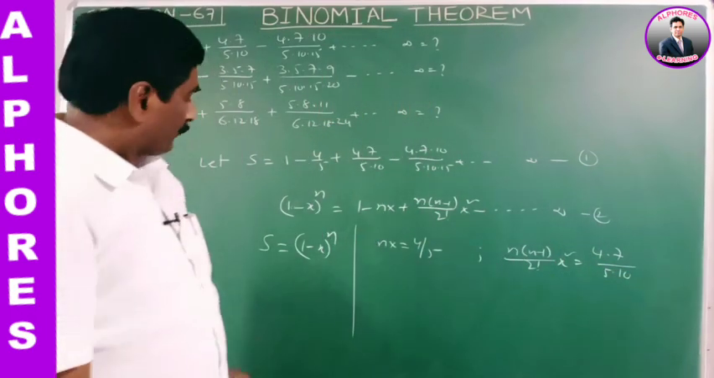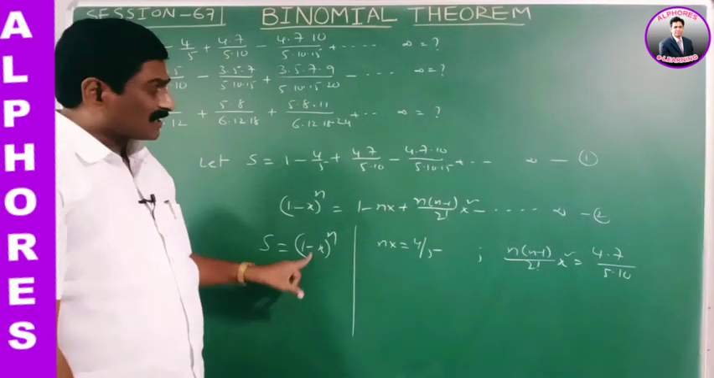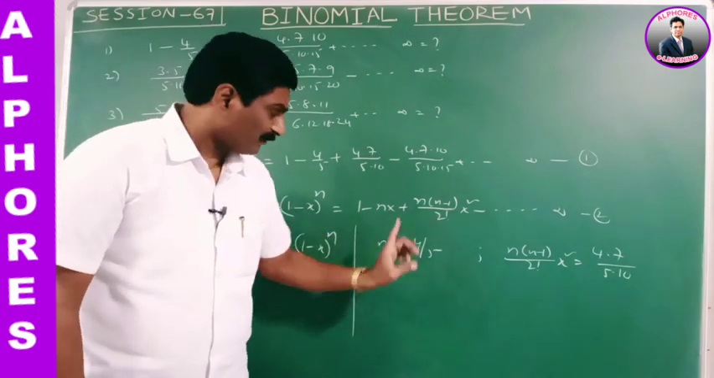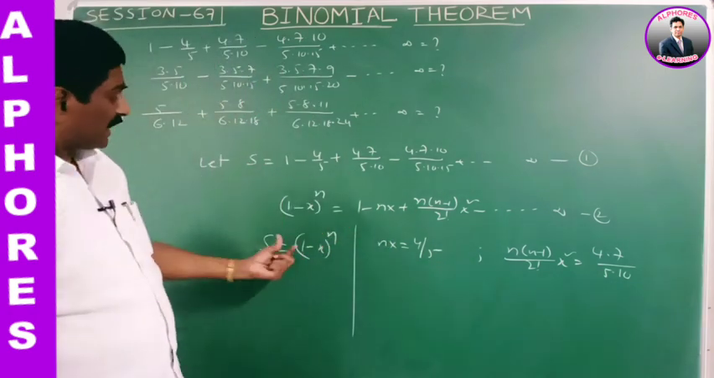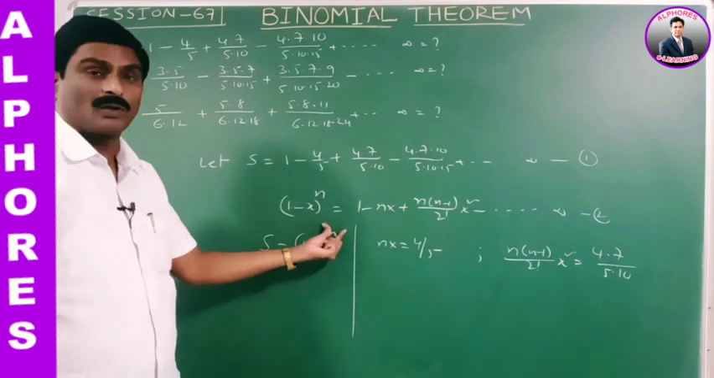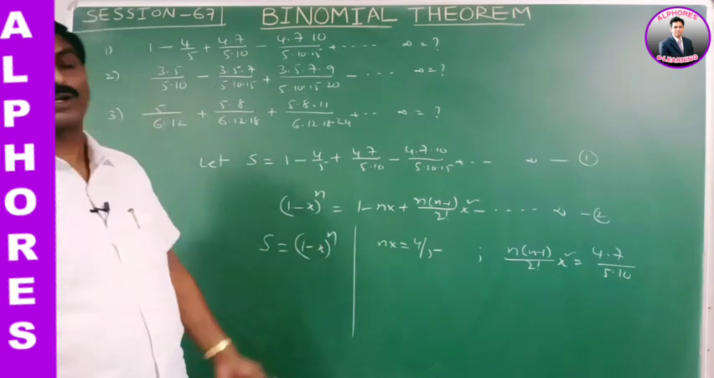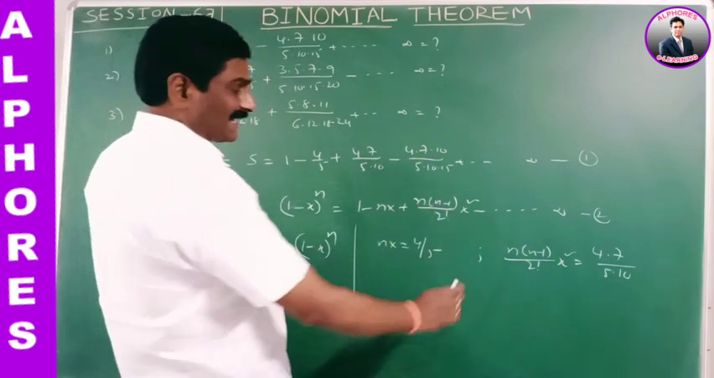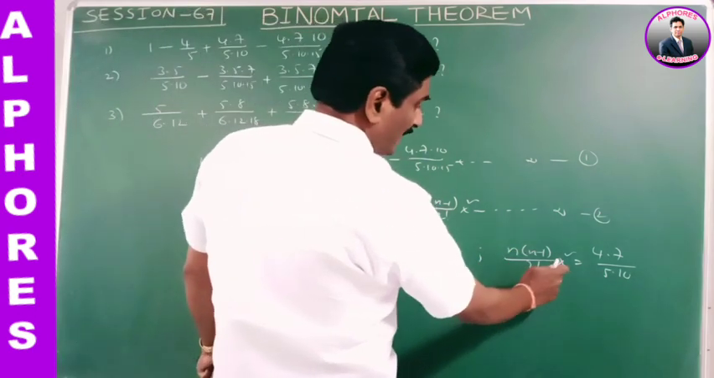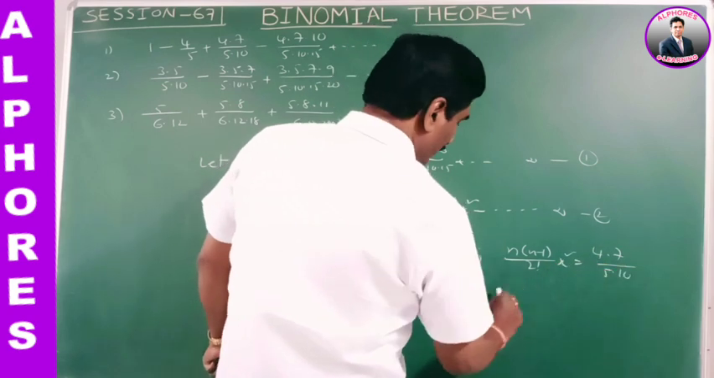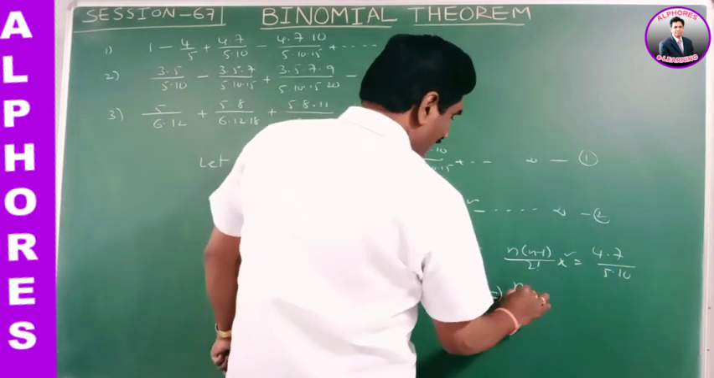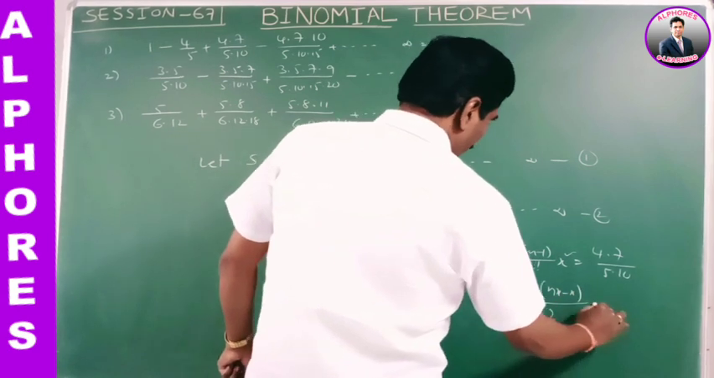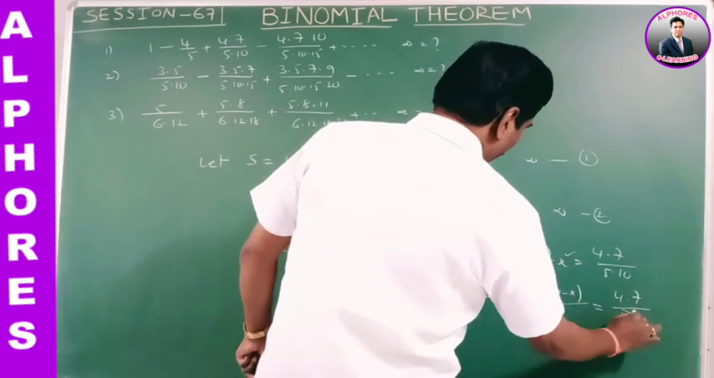Okay, for getting the value of s, first we find n and x in RHS. If n and x are known values, then what is the value of s? 1 minus x whole power n. Substitute those values in this equation, we get s. Okay, here nx is equal to 4 by 5. Next, n into n minus 1 by 2 factorial into x square is equal to 4 into 7 by 5 into 10. What is the meaning of this? Nx into nx minus x by 2 factorial is equal to 4 into 7 by 5 into 10.